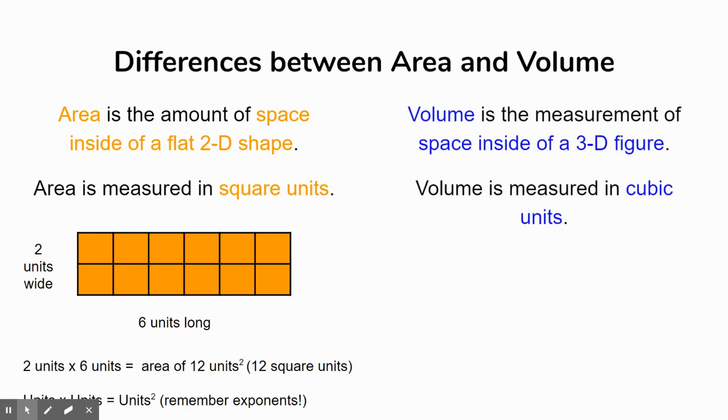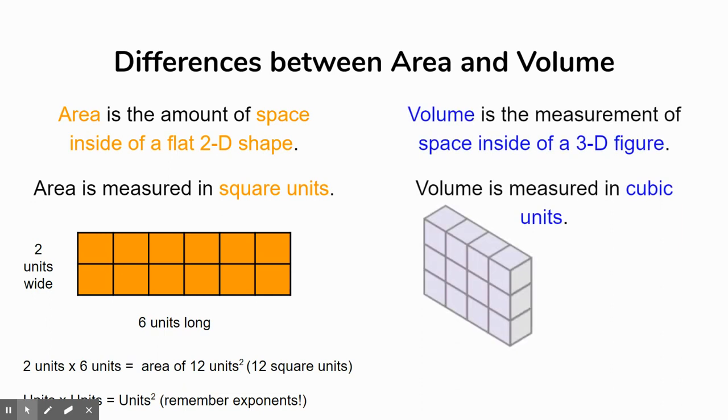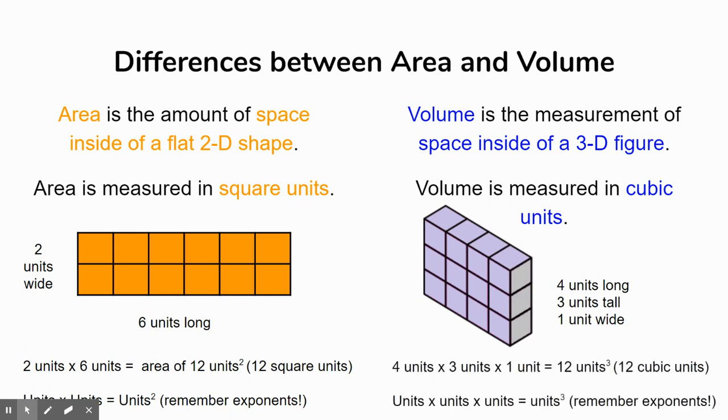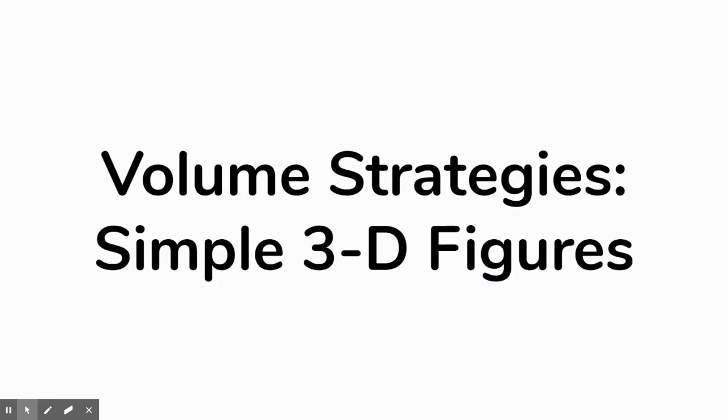For a 3D figure such as a rectangular prism, we would look at all three dimensions. So this is 4 units long, 3 units tall, 1 unit wide. You can count the cubes, or we can multiply those numbers, and we would get a volume of 12 cubic units. So that's our review for volume. And now we're going to jump into volume strategies.